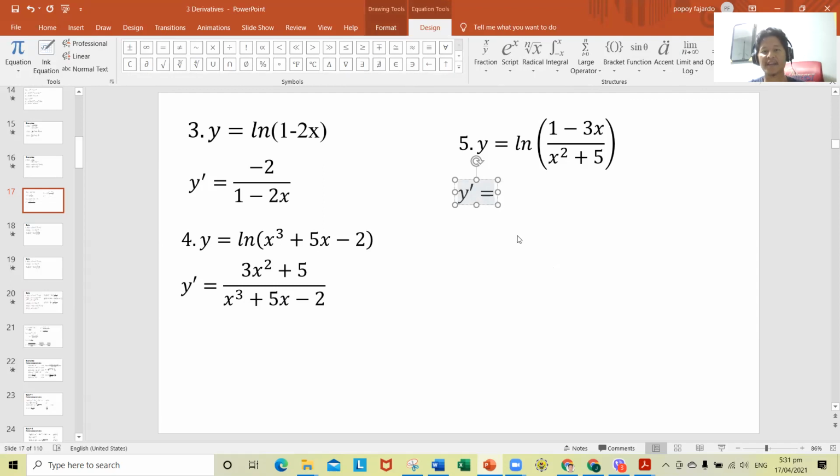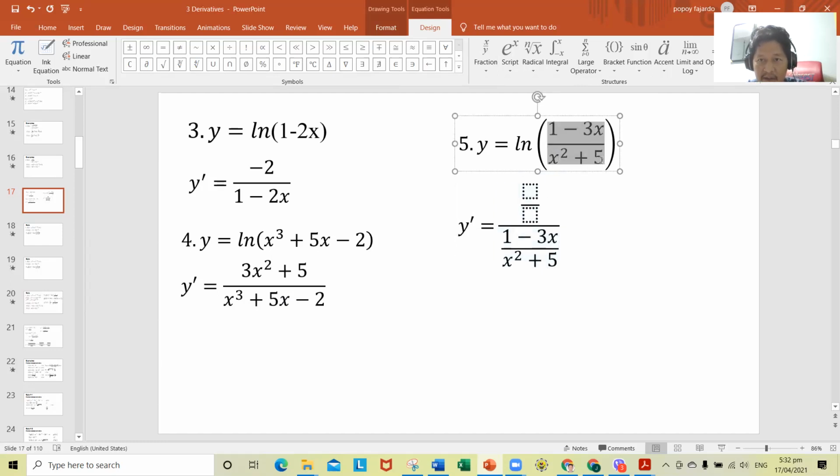Okay? So again, if we take the derivative of ln, lalagay natin ulit yung nasa loob ng ln sa denominator, tama? And then sa numerator, derivative dito, kaso yung nasa loob ng ln natin ay quotient. So we will perform the quotient rule. Di ba? Ang quotient rule, una, ilalagay natin yung denominator.